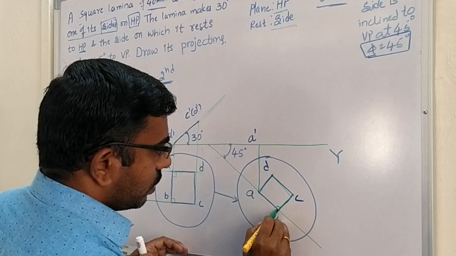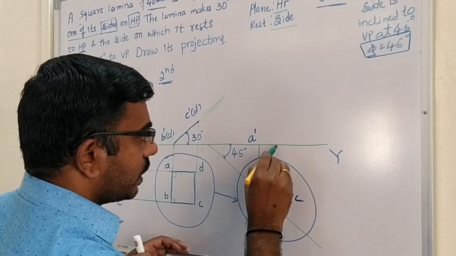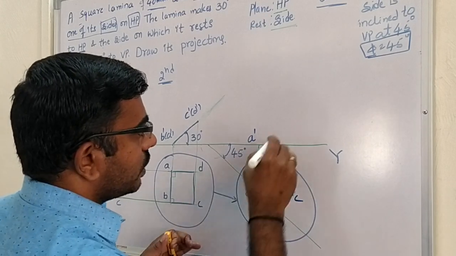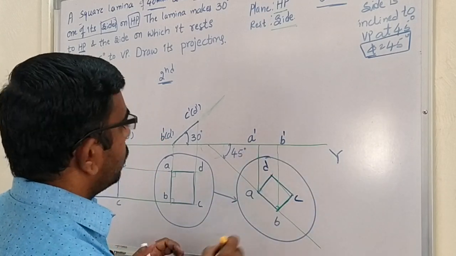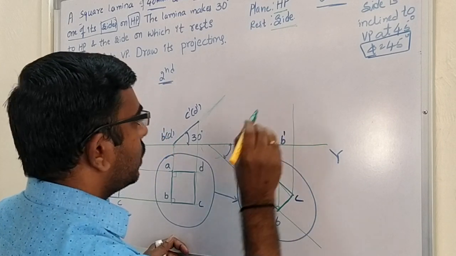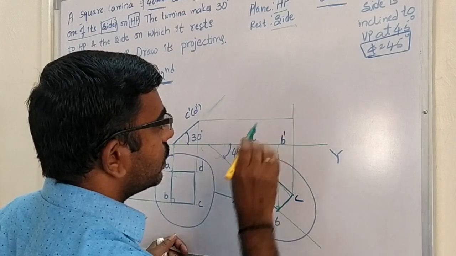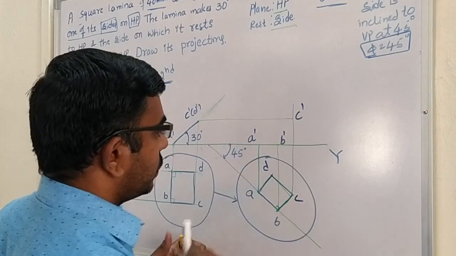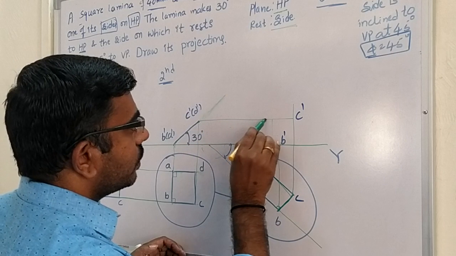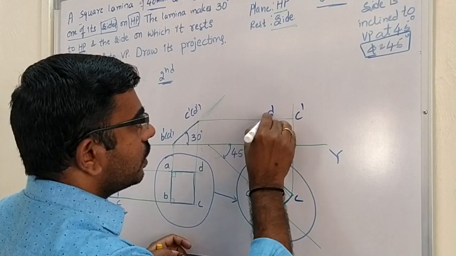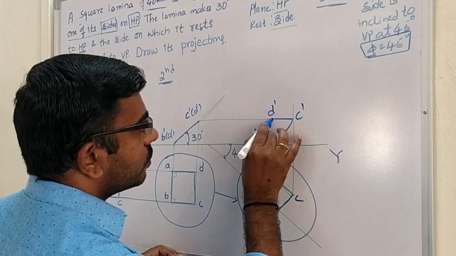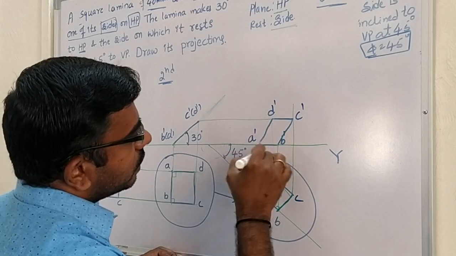Now vertical line from B, then horizontal line from B. Okay, this point is B dash. Now vertical line from C, then horizontal line from C. Okay, this point is C dash. Then vertical line from D, then horizontal line from D. This point is D dash. Okay, join all the points: A dash to B dash, B dash to C dash, C dash to D dash, D dash to A dash. Okay, this is the required front view.